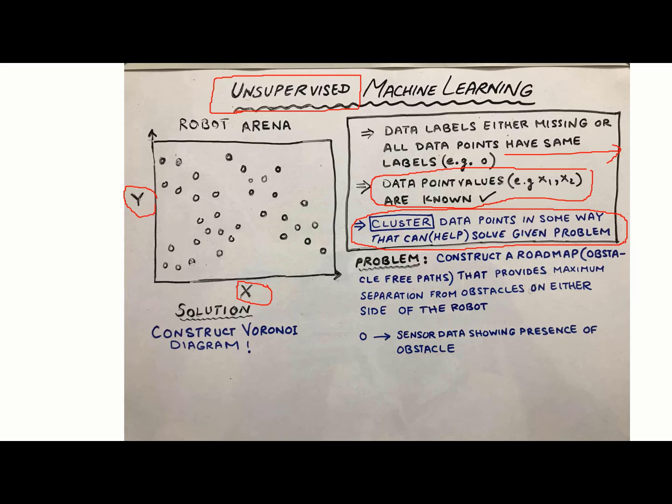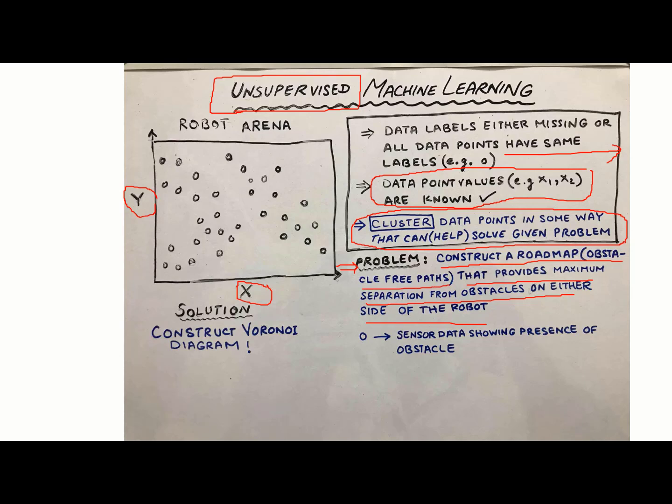And there are several practical real-life examples which map to the problem of unsupervised machine learning. So I'm going to quickly describe a problem that you may have covered in the robotics course last semester. It is about constructing a roadmap that provides maximum separation from the obstacles on either side of the robot. And this roadmap means an obstacle-free path.